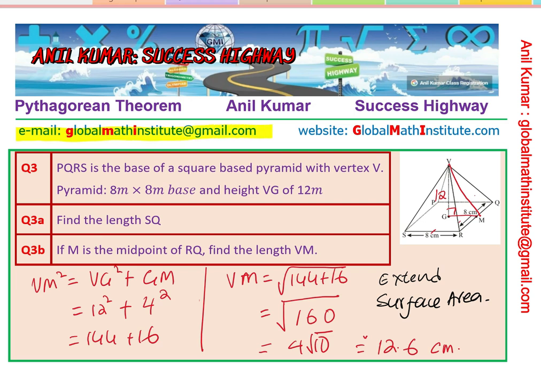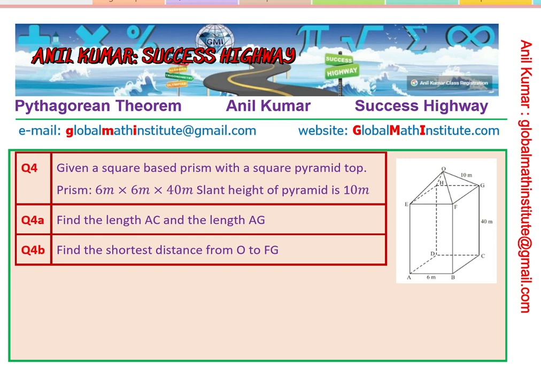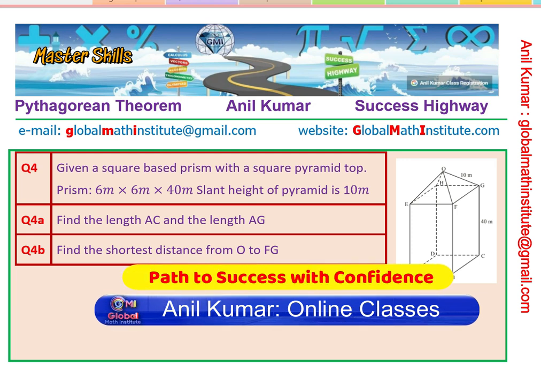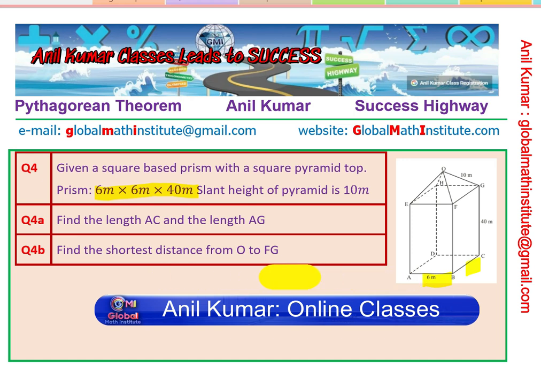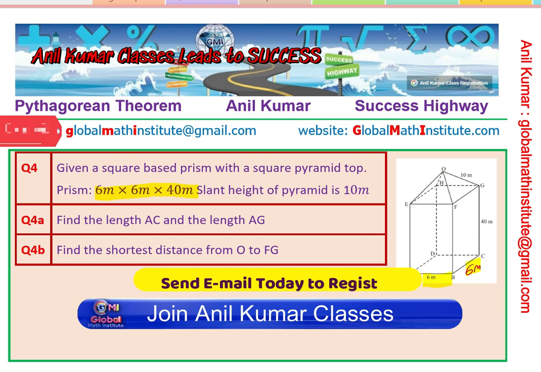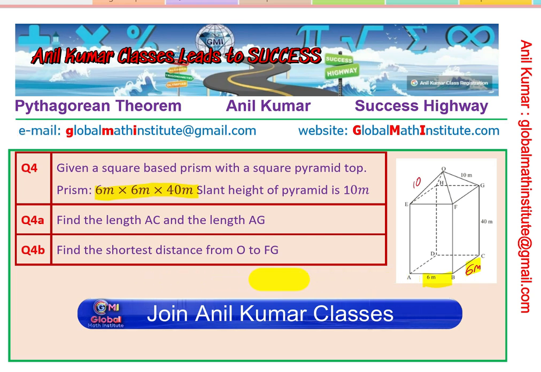Let's move on to the next question, which is kind of complicated. We have a pyramid on top of a prism, a cuboid, right? The question here is that given a square based prism with a square pyramid on top of it, the prism is 6 meters by 6 meters by 40 meters high. The slant height is 10, so each side is 10 for us. Part A is find the length AC and the length AG.